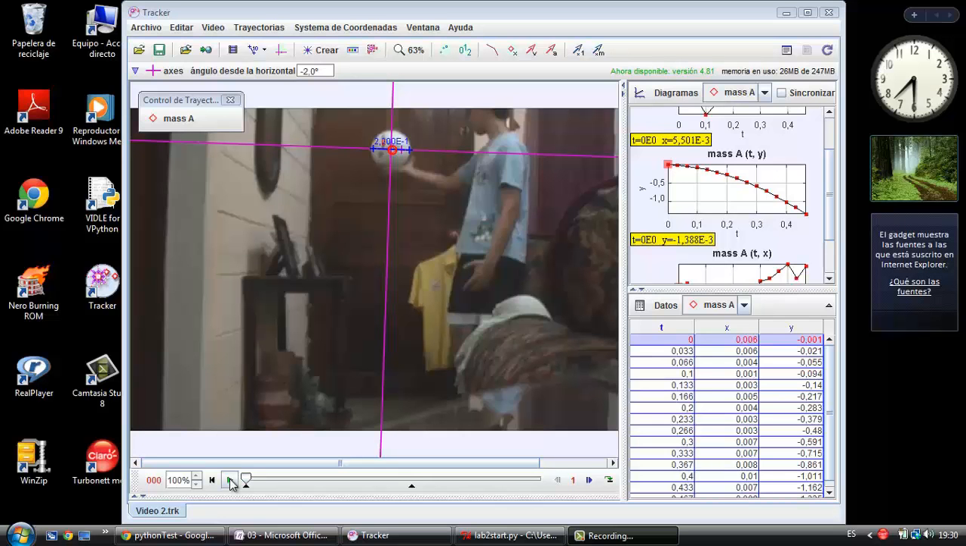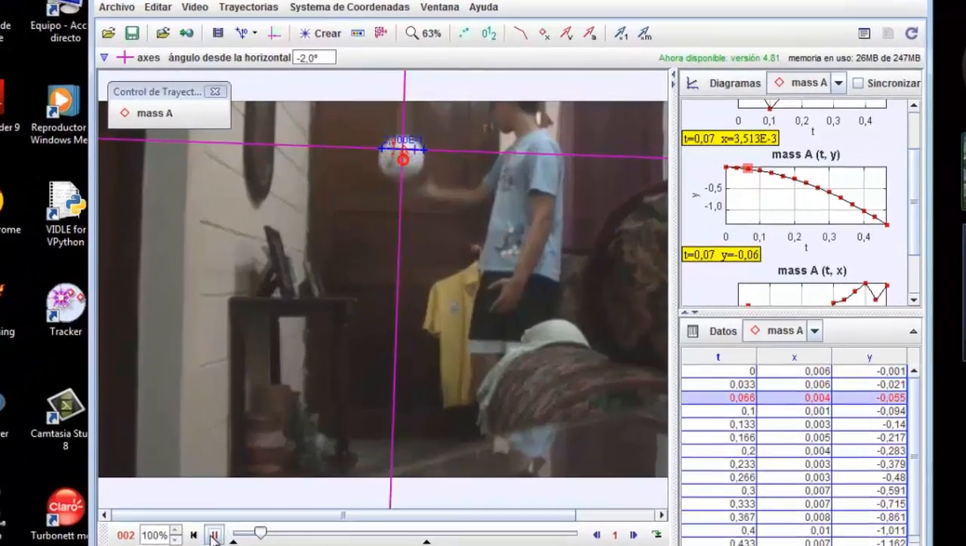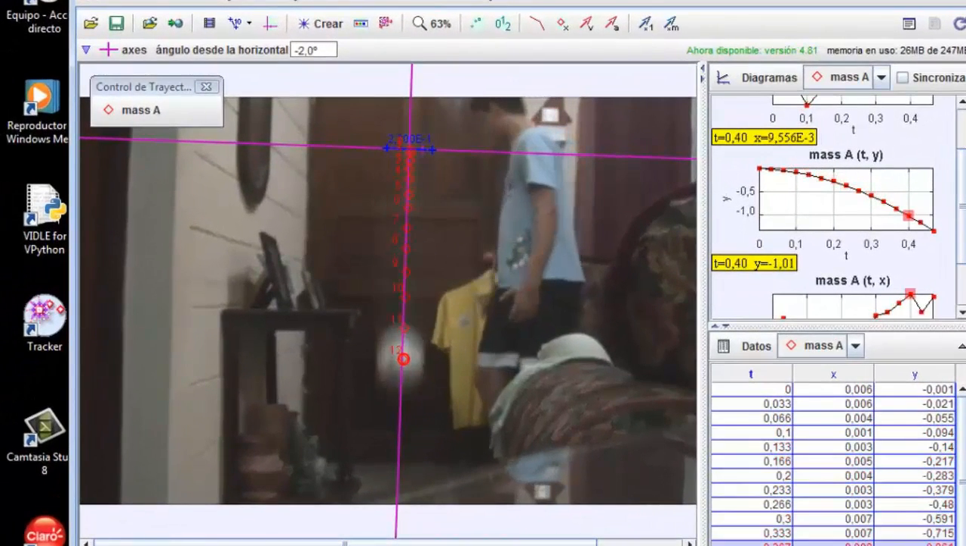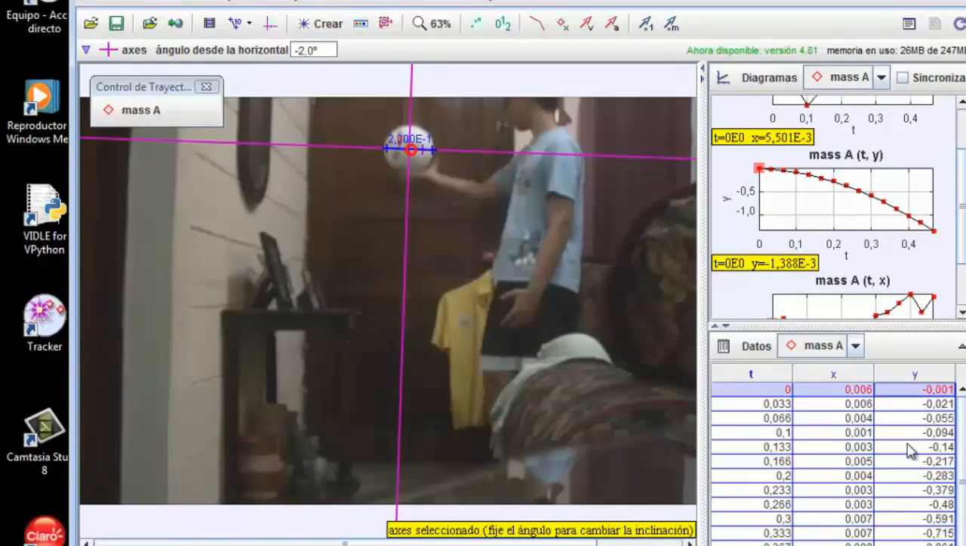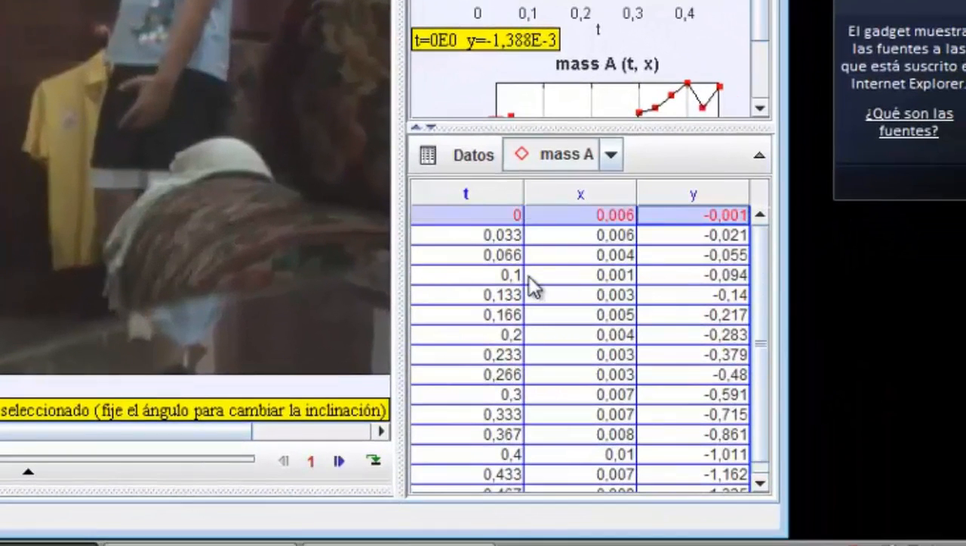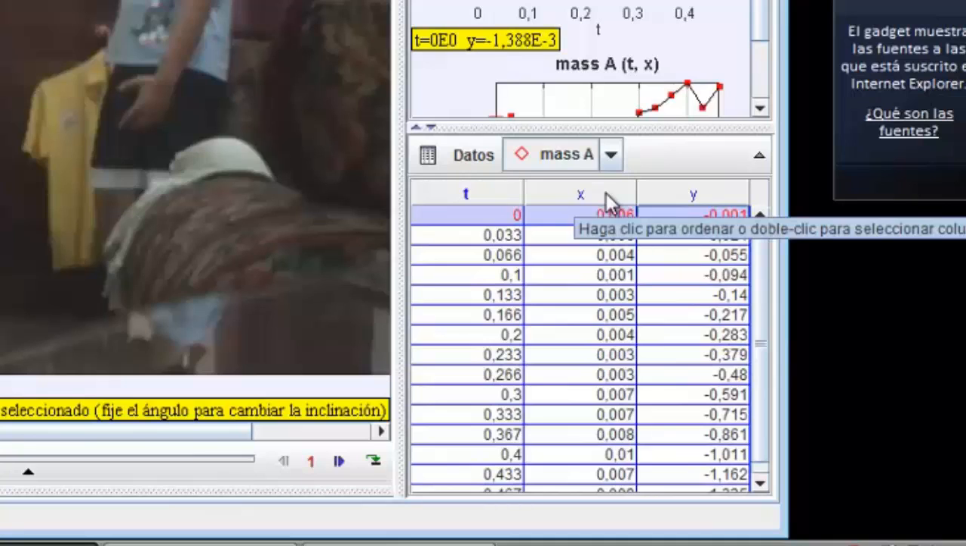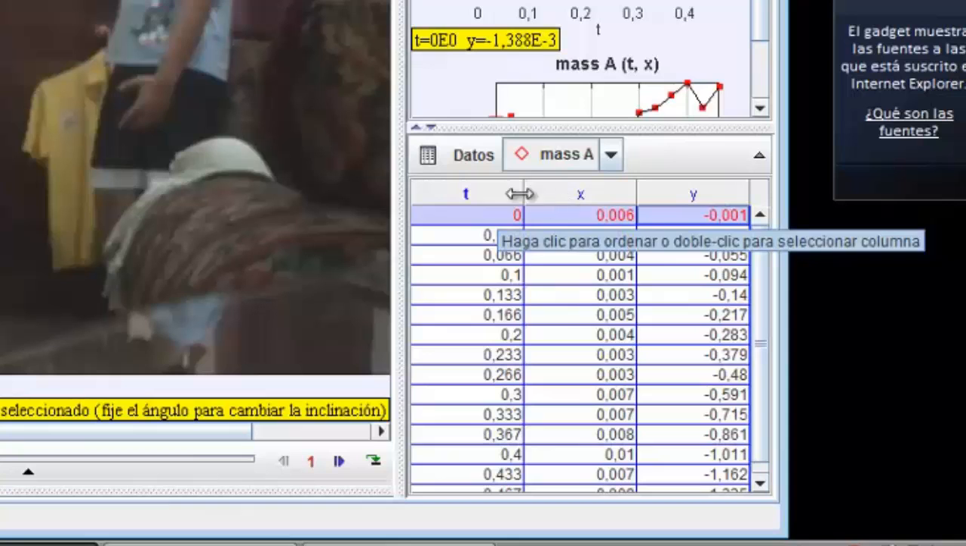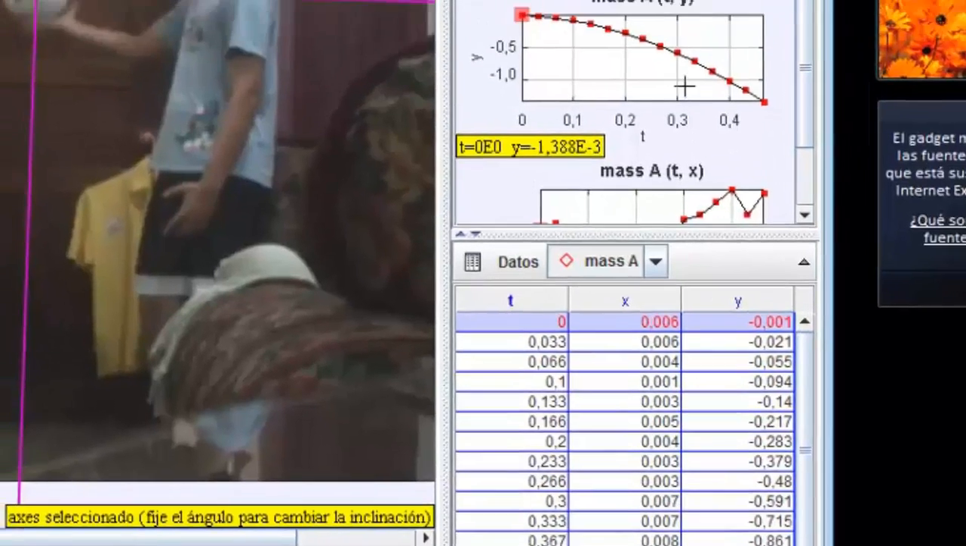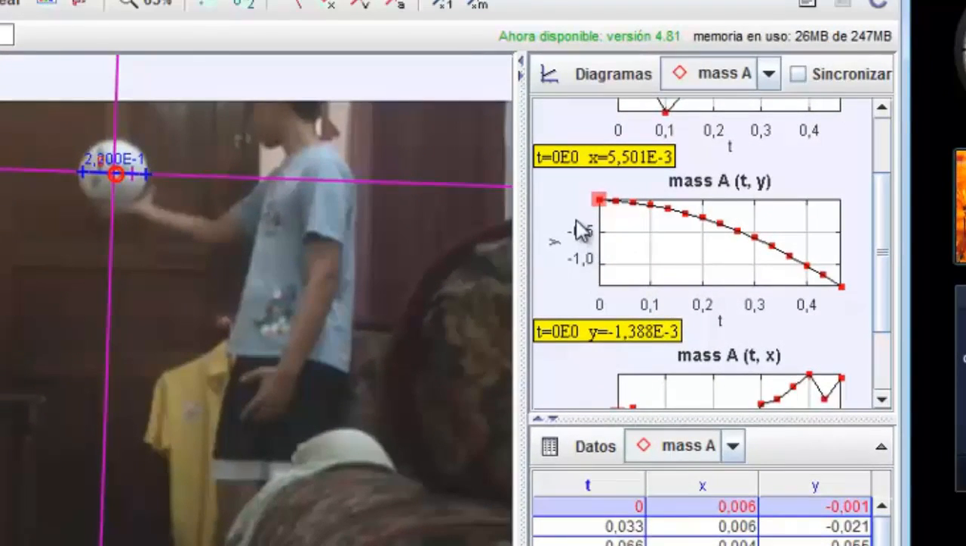Well, here I uploaded my video in Tracker, and I put my coordinate plane and the diameter of the ball. You can see all the transitions of time and position I put, and in this little table you can see my time, my position in x, and my position in y. For this laboratory we're not going to use the position in x, just the position in y and the time. And here you can see the graph of the video.